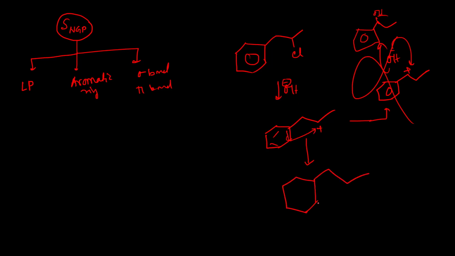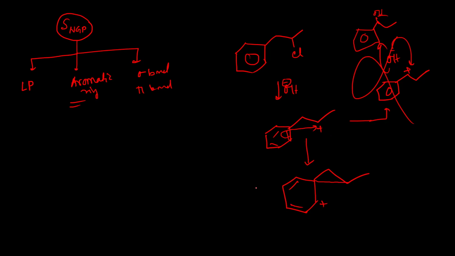How? Suppose this pi bond has shifted here, and the positive charge came here. So this is basically our neighboring group participation. This is the neighboring group, and this NGP is shown by the aromatic ring. So the aromatic ring is basically stabilizing that carbocation.